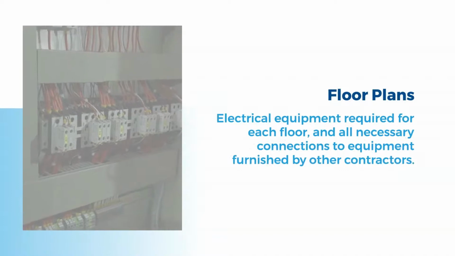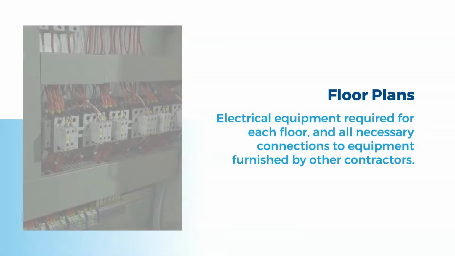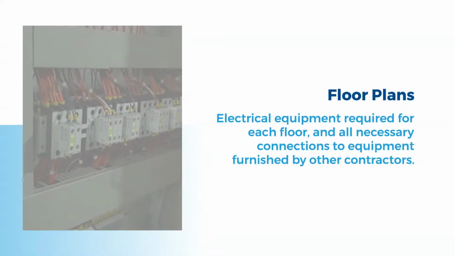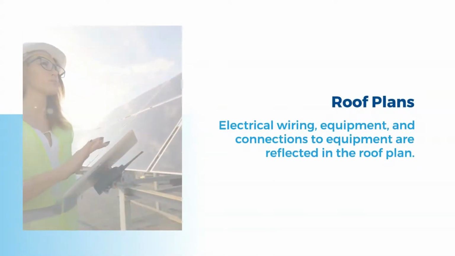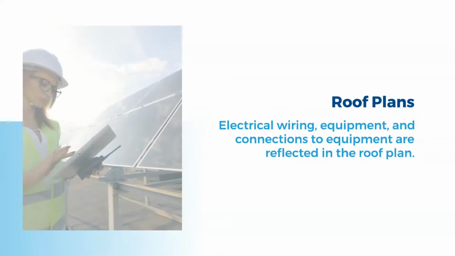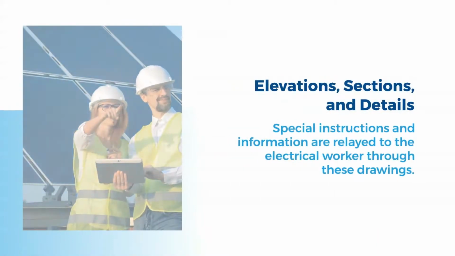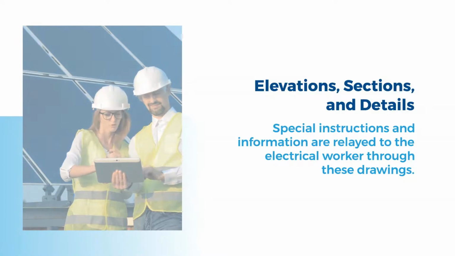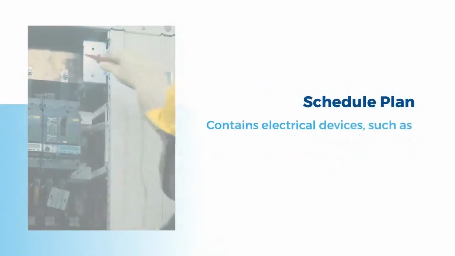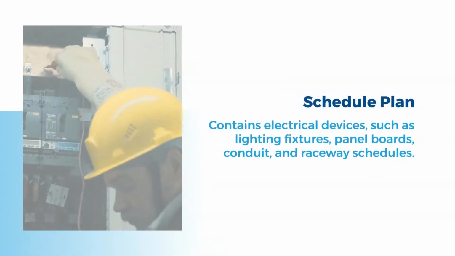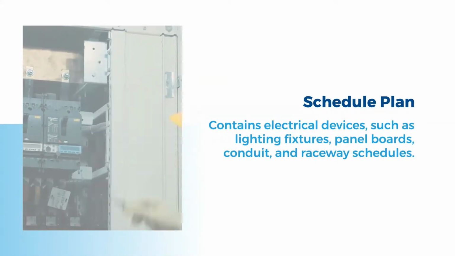Floor plans show electrical equipment required for each floor, and all necessary connections to equipment furnished by other contractors. Roof plans show electrical wiring, equipment, and connections to equipment located on the rooftop. Elevations, sections, and details give special instructions and information to the electrical worker. The schedule plan contains electrical devices, such as lighting fixtures, panel boards, conduit, and raceway schedules.